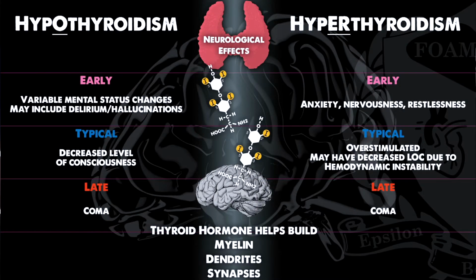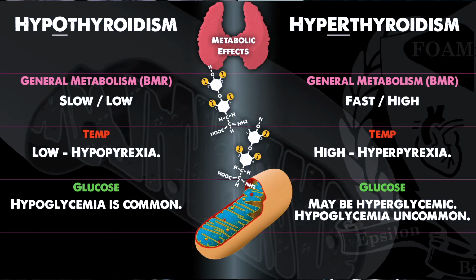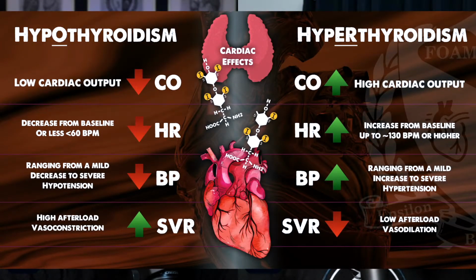So this was the neurological stuff. So altered mentation trending towards low unless they have something weird. And then we talked about the metabolism, low temperature, low sugar. And then the last one was all these cardiovascular signs where even though they have that vasoconstriction, everything else seems to suck. Low cardiac output, low blood pressure, low heart rate.